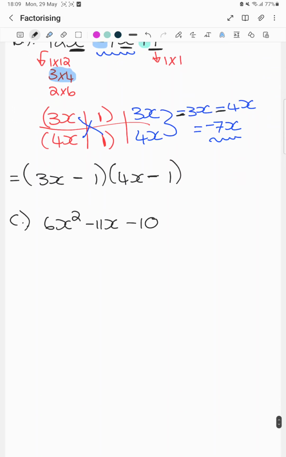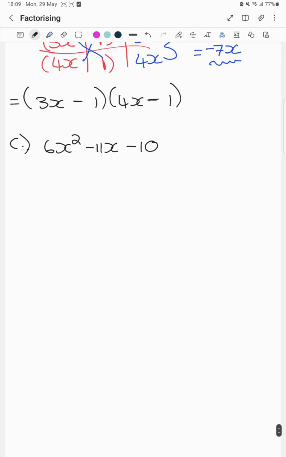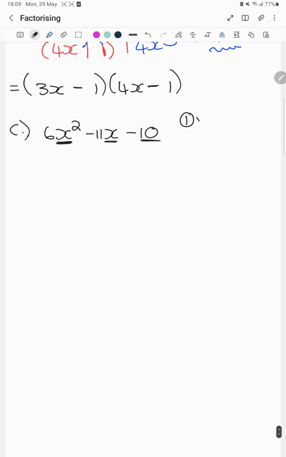Alright, so let's have a look at number C. The first thing, let's just check is this in the correct format. There I have an x squared, there I have an x, and there I have a constant. So my first condition of it being in the correct form is met. Now my second thing is to make sure that there's no highest common factor. There's nothing that can go into 6, 11, and 10. So there's no common factor, which means that is also done.